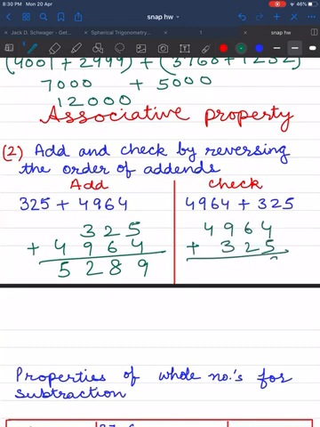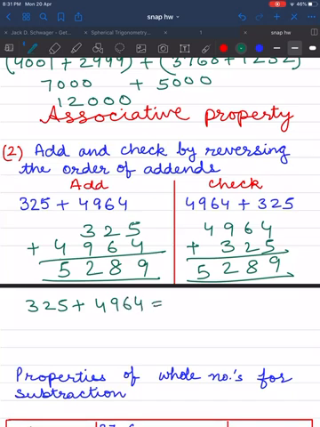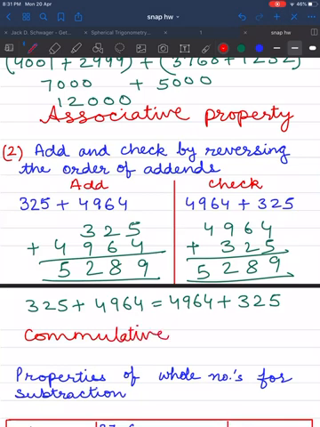So 4964 plus 325. Now let's add them in this order. Now if we add, we get 5289, which is the same as the previous result. So 325 plus 4964 is equal to 4964 plus 325. Now this is commutative property. Commutative property states that we can add two whole numbers in any order and still we get the same result.